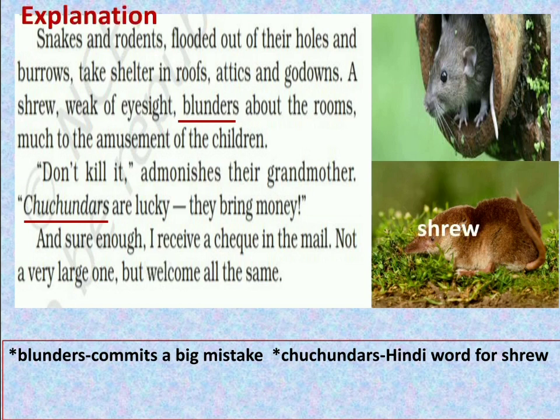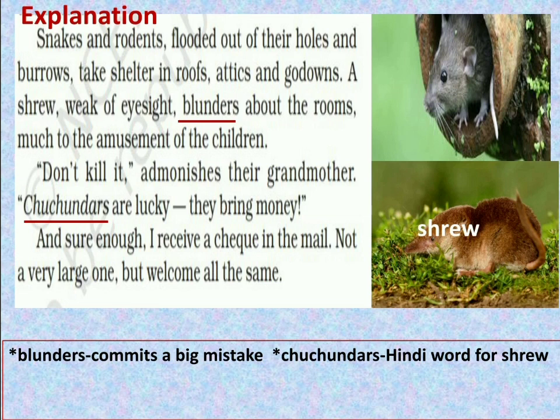So here you can see the snakes and rodents came out of their holes, as all holes are full of rainwater. So snakes and rodents took shelter on roofs, attics, and godowns of the houses. There was a small insectivorous mammal resembling a mouse. And what is it called, children? Yes, it is shrew. You can see in the image. Its eyesight is very weak, but it moves in the room.